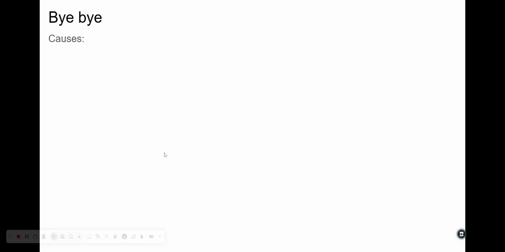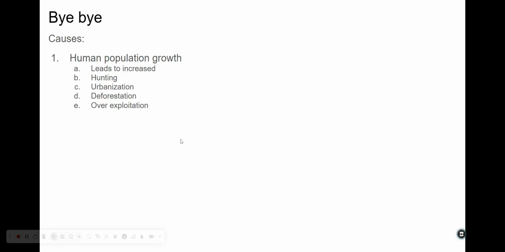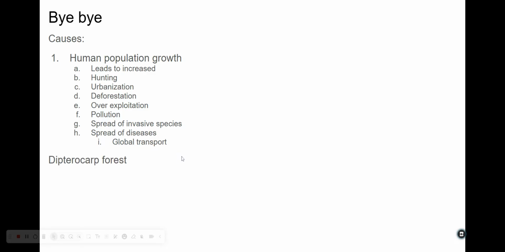So why are they going bye-bye? The main cause is human population growth. And so human population growth causes us to need more things, which leads to increased hunting, urbanization, deforestation, overexploitation, pollution, and then spread of invasive species and diseases are caused by global transport. So as we move things around the globe with planes and ships, we are spreading invasive species, diseases, and pollution more. So all of these are causing the current biodiversity crisis and the mass extinction events.